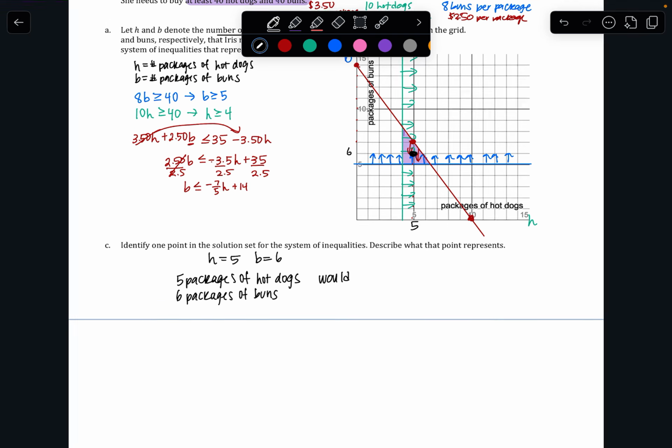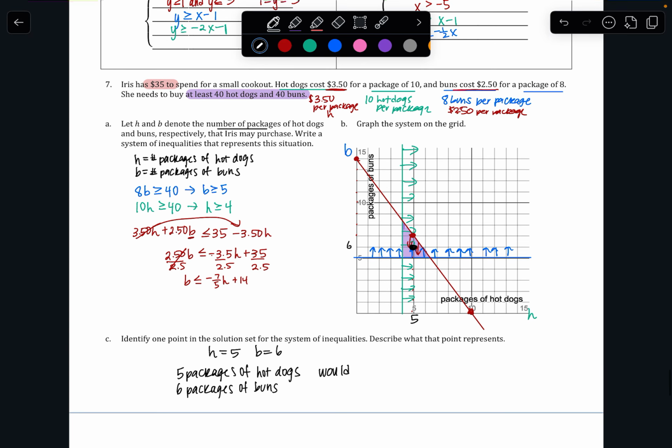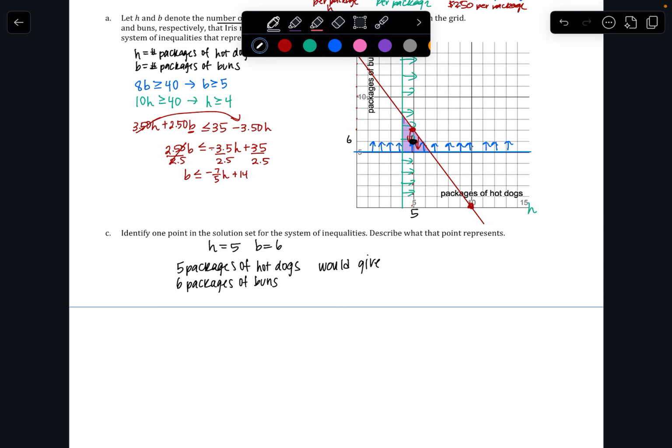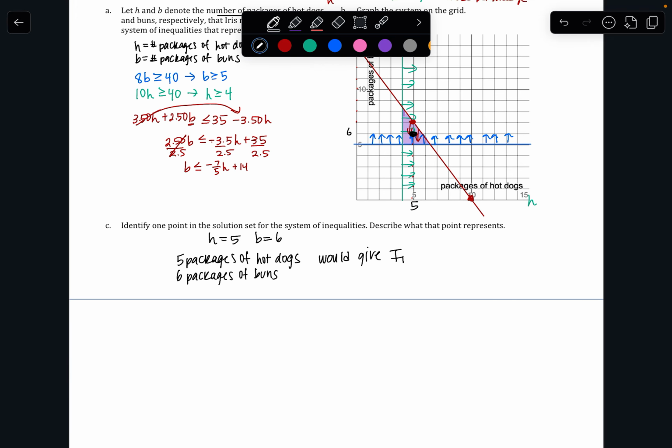would satisfy her needs. And so she needed 40 of each, would give Iris at least 40 hot dogs and at least 40 buns, and stay within her budget of 35.